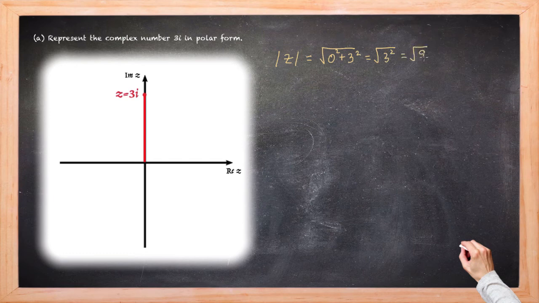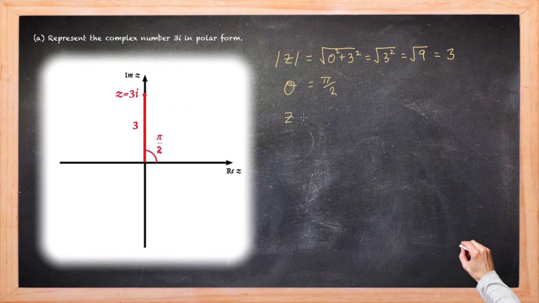Well, this should come as no surprise if you think about it. Square root of 9 is 3. Looking at that diagram, you could have told that the modulus is 3 because that's the distance. It's very obvious the distance of that complex number from the origin is just 3. Its argument, if we go anti-clockwise, is pi upon 2.